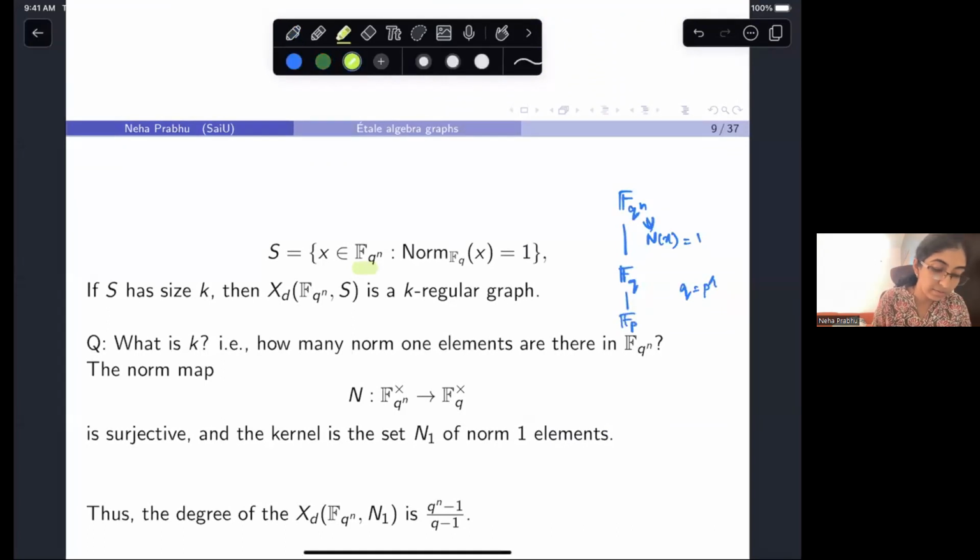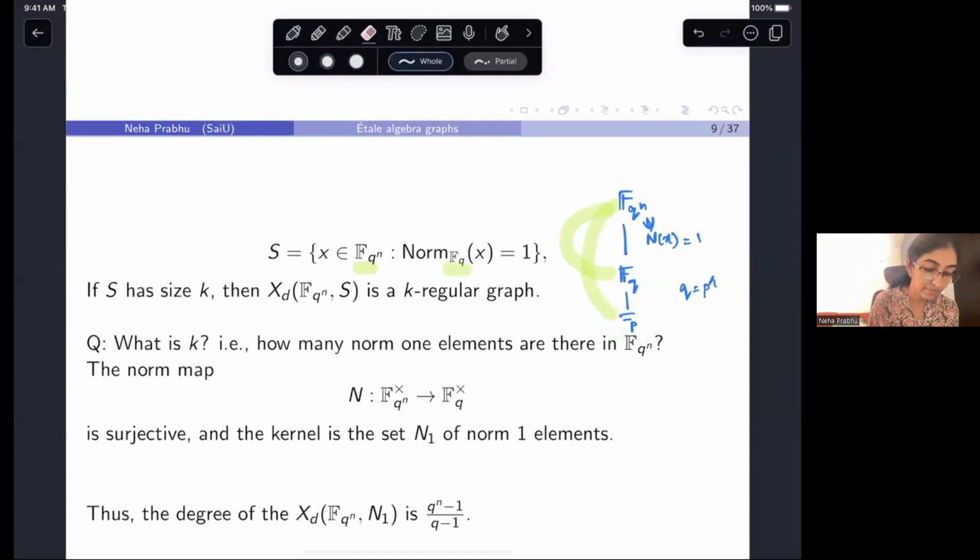And it could be that you might want to take the norm right to the base field, but in this talk, initially I'll keep saying FQ to denote that I'm taking the norm only up to this intermediate field. But later on, I'll just say N for ease of notation, but I really mean just this. So we are never going to be talking about this base field. For us, we're just talking about this extension. Okay. So if S has size K, then it's a K regular graph. But what is K?